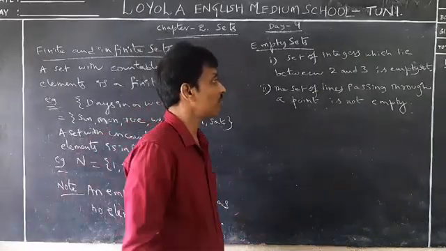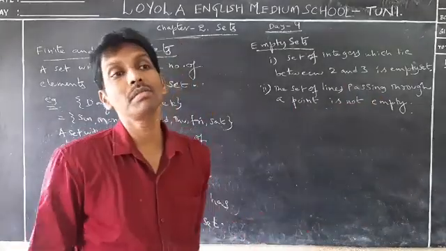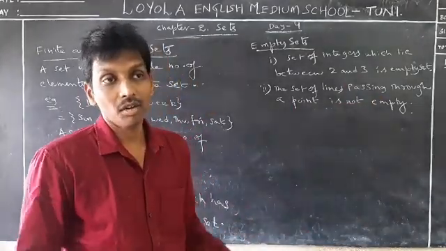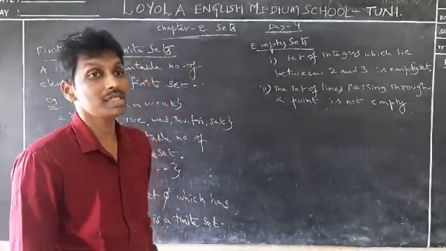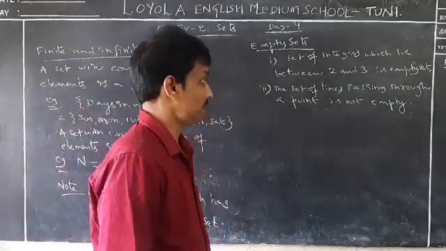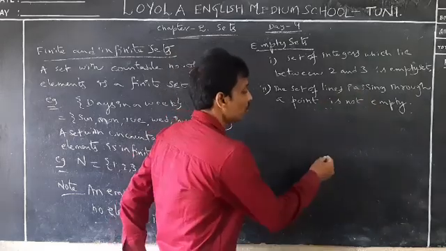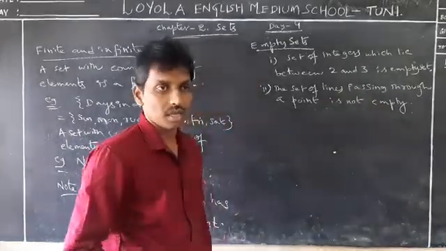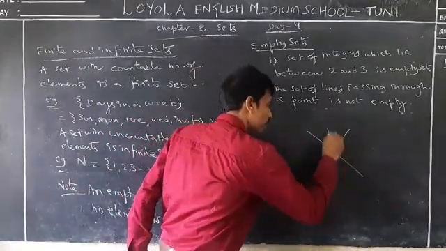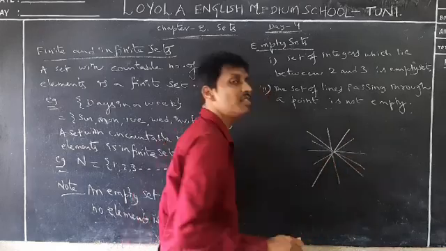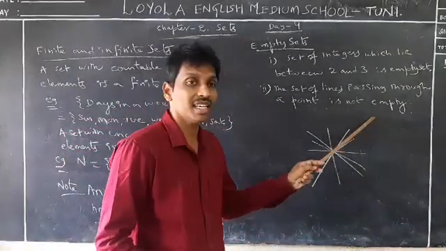You see here the set of lines. Second example, the set of lines passing through a point is not empty. Why do we say this? I wrote clearly, it is not empty. What is the reason? Can you guess, any one of you? Yes, because for the set of lines passing through a point, if you represent any point on the surface or blackboard, try to draw some lines. How many lines can pass through this point? Infinite lines can be drawn. So that is the reason this is not an empty set.